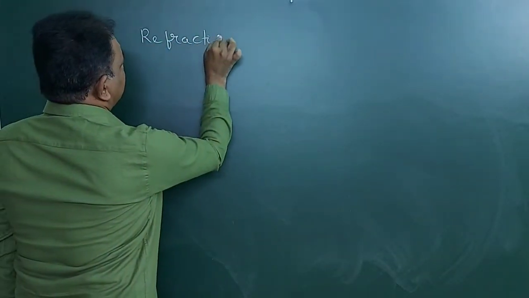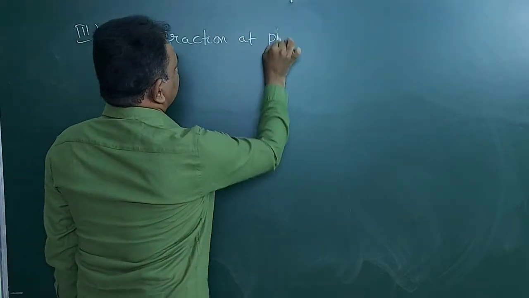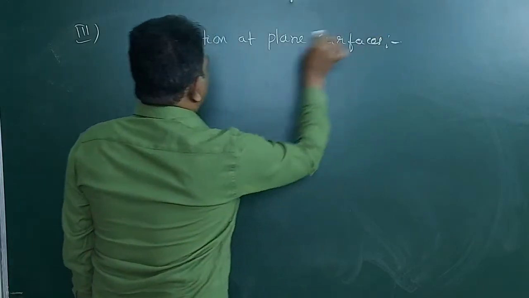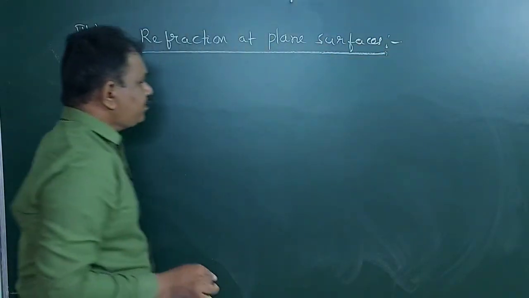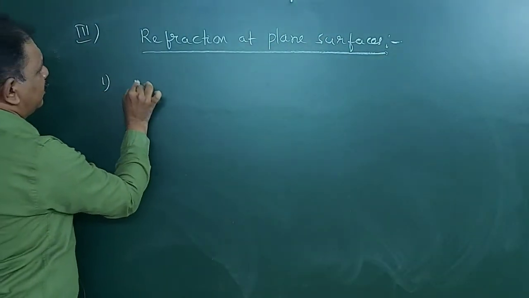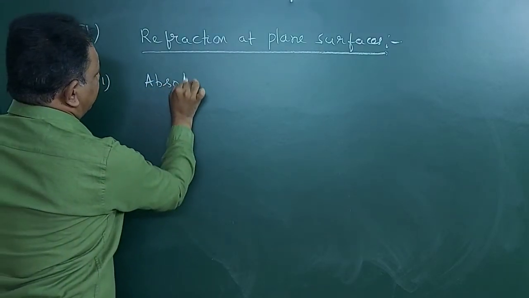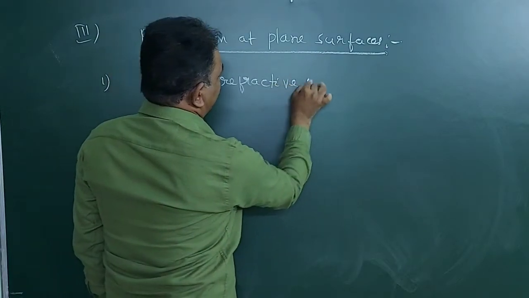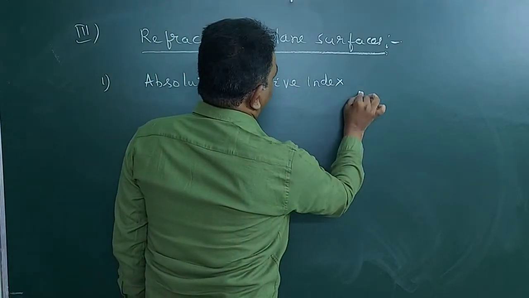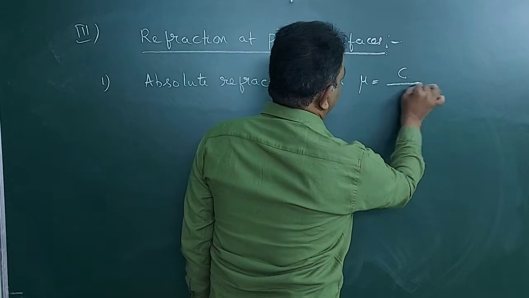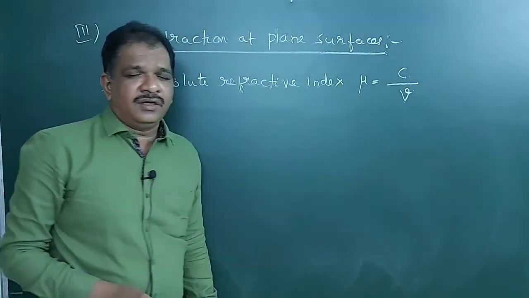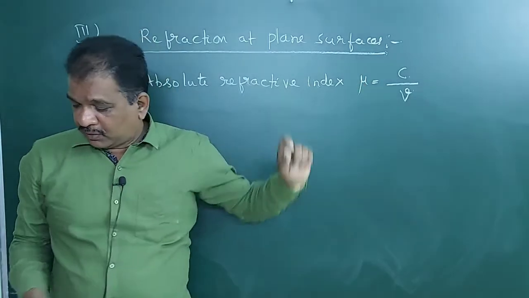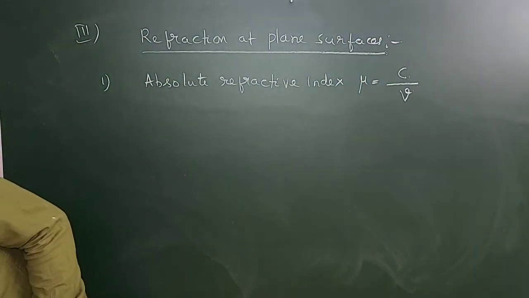Refraction at plane surfaces. So in this, first of all, absolute refractive index will come. Absolute refractive index mu is equal to velocity of light in vacuum by velocity of light in medium. This is the formula for absolute refractive index.